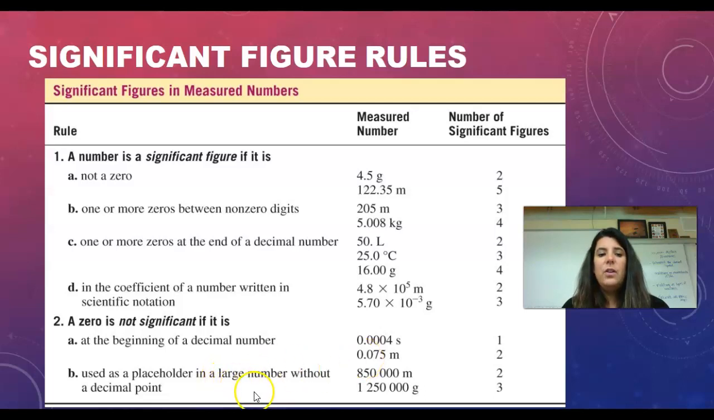Or if a 0 is used as a placeholder in a large number without a decimal point. Okay, so here, if you look, the difference between this number and this number is that you see the decimal point there. Because that decimal point is there, that 0 is significant. Because there's no decimal point here, none of these zeros are significant, which means the only significant numbers are the 1, the 2, and the 5.